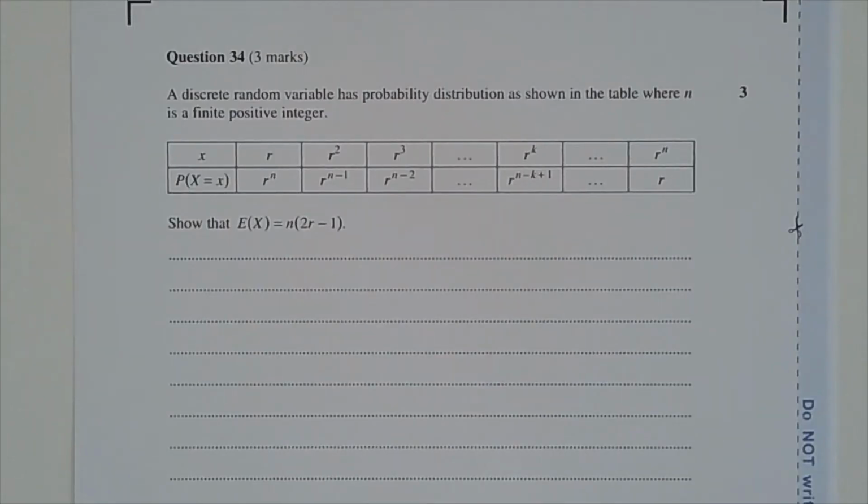Question 34. A discrete random variable has probability distribution as shown in the table where n is a finite positive integer. Show that the expected value of x is equal to n(2r minus 1).